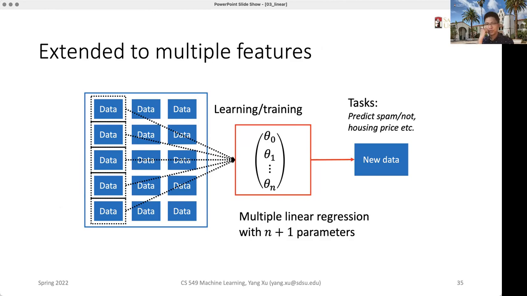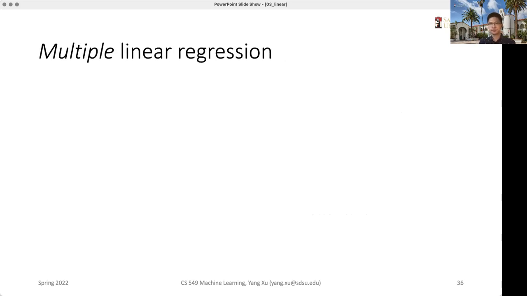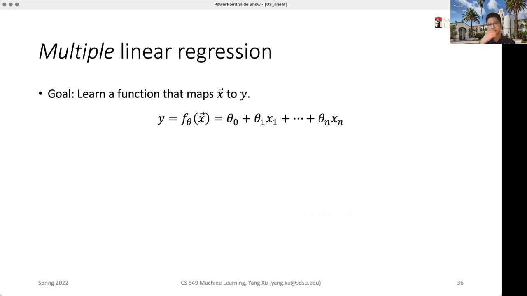Assume that we can have multiple, we're looking at n-dimensional features. So this is called multiple linear regression. We have the same goal, which is to map x to y, right? And our y looks like this, and our predictive value.